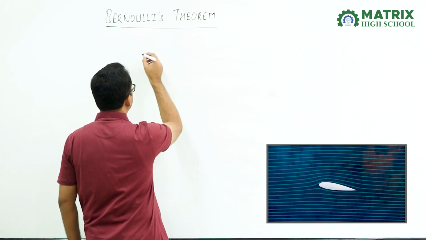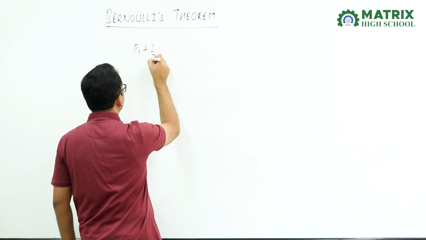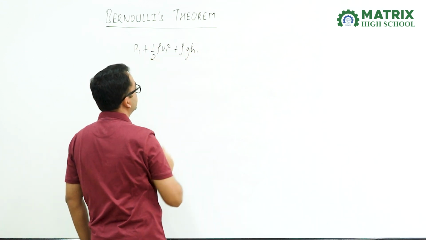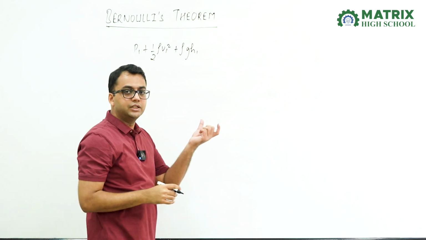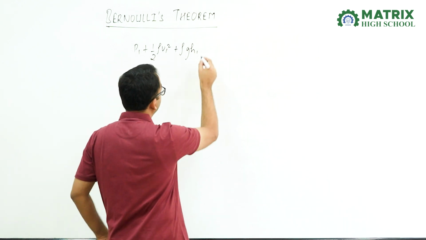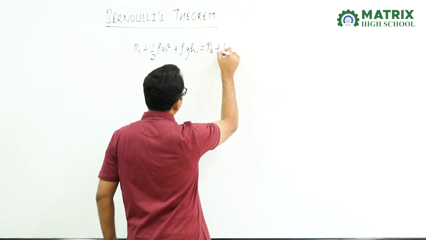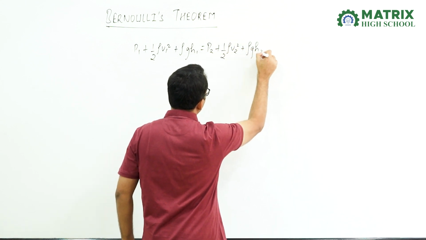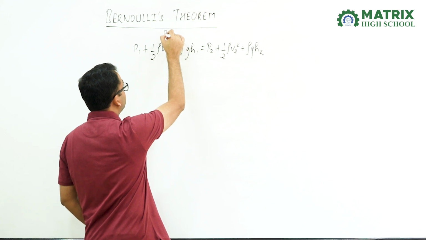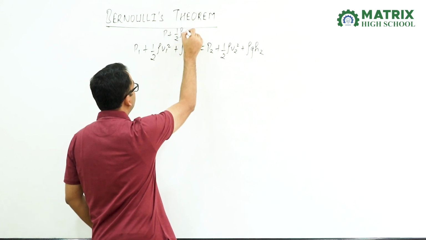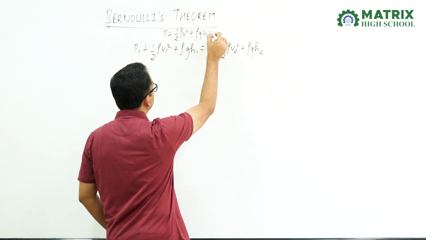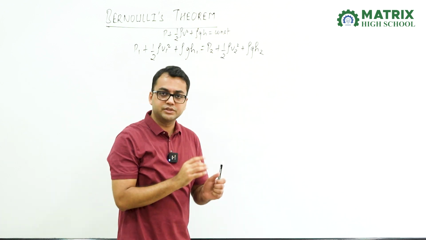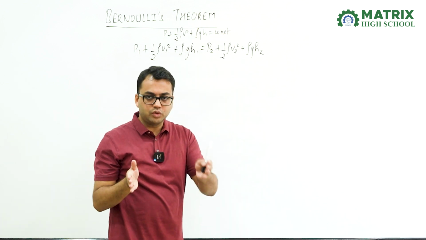at both of these cross sections, P1, half rho V1 square and rho g h1, the sum of these three terms at both the cross sections will be equal. Basically what it says is pressure plus half rho V square plus rho g h, the sum of these three terms will remain constant for every cross section. So we can apply this equation at two cross sections like this.